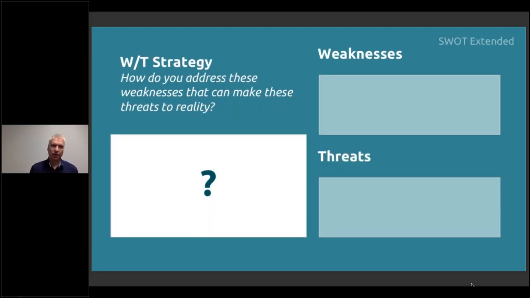And then also looking at weaknesses and threats. So how can we address the weaknesses so that the threats don't become a reality? So it's really cross-matching these simple bullet points, looking at them side by side, and then coming up with tactics, strategies, thoughts and ideas for the future to feed on.